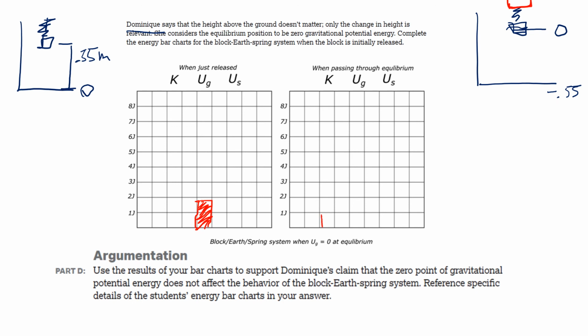That means the spring is still traveling with 1 joule of kinetic energy, and it still has a spring energy of 1 joule, right? It doesn't change from the prior situation. And look, energy is still conserved. Here's 2 joules, 1 and 1, it's 2 joules again. Makes sense? So make sure you take the time to explain that well. All right, Dominique changes the frame of reference so that our zero mark is now no longer on the floor, but 0.55 meters above the floor, and the math still works out. Good.